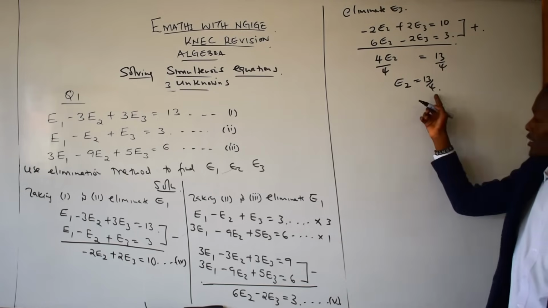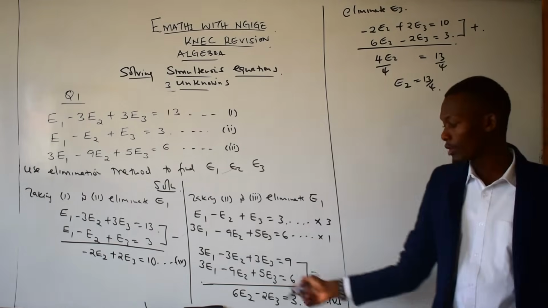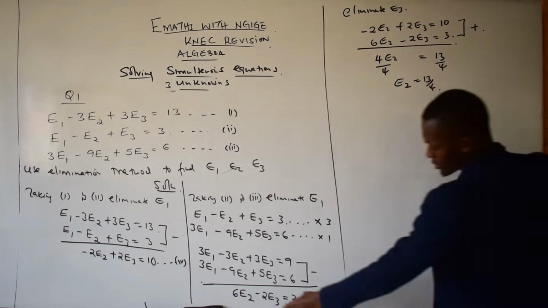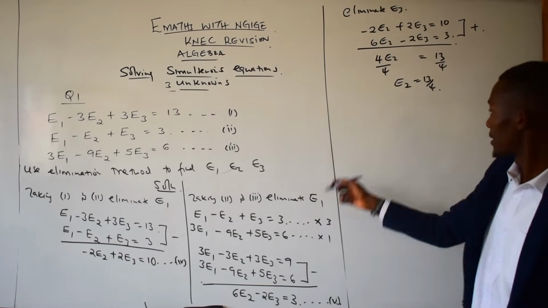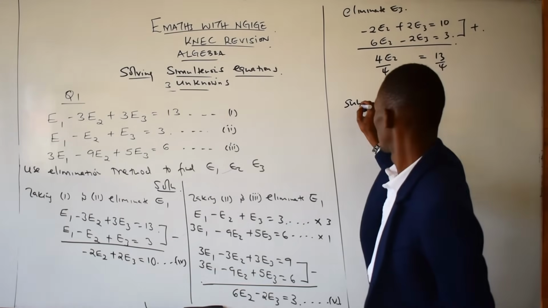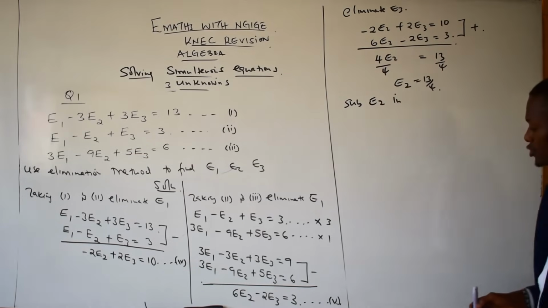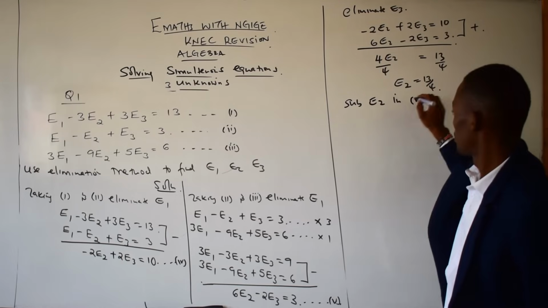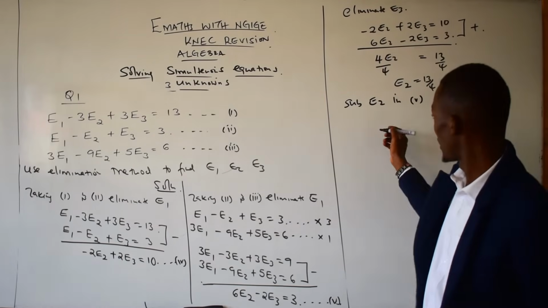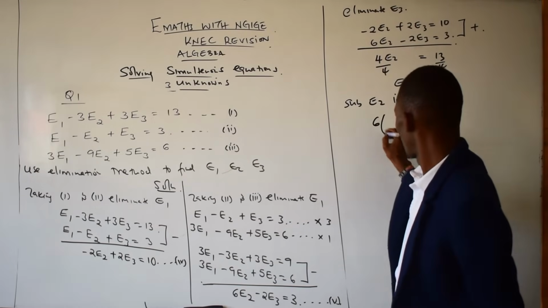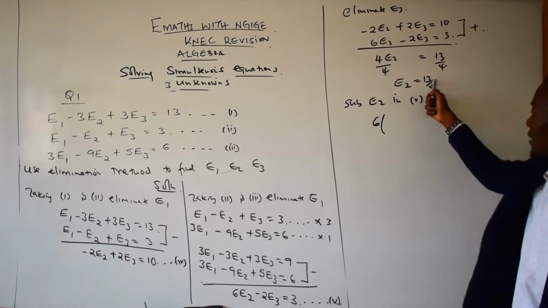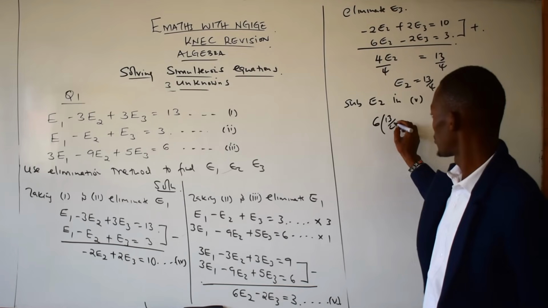So you can replace E2 in either equation 4 or equation 5. So you can use this equation here. So substituting E2 in equation number 5. So this is equation number 5. So we shall have 6. What is our E2? Our E2 is 13 over 4.